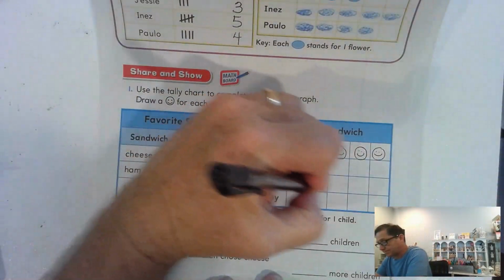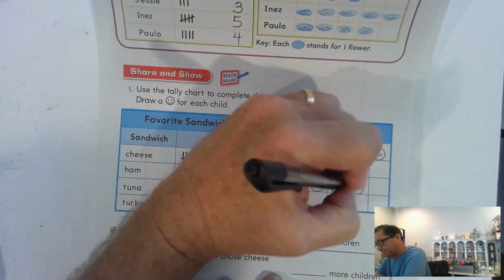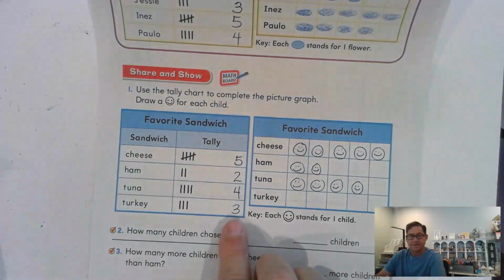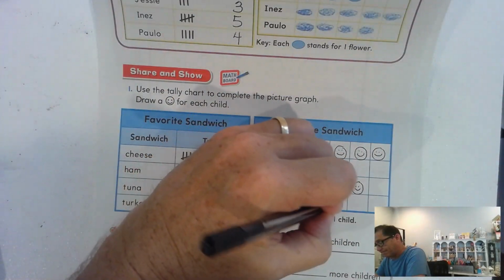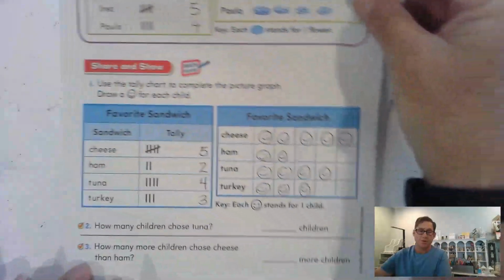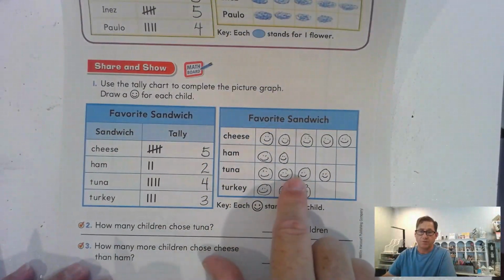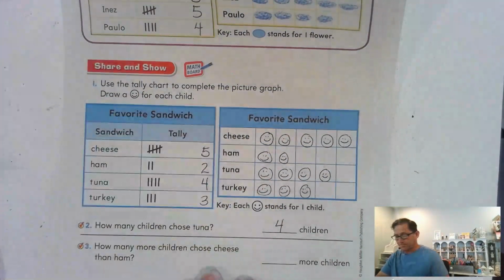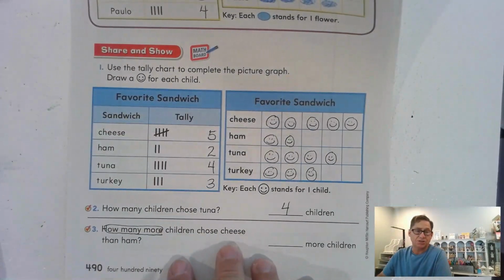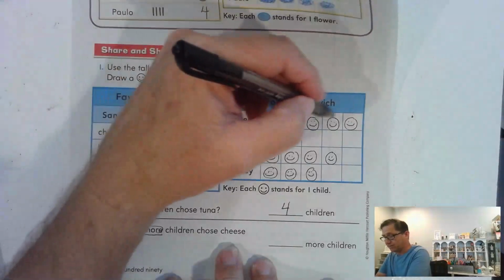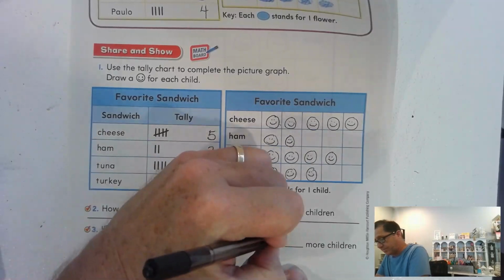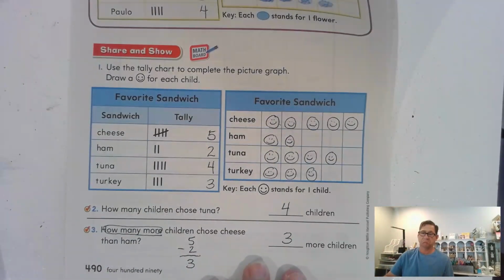Tuna was 4. And turkey was 3. All right. So how many children chose tuna? Well, 4. How many more children, that means subtract, chose cheese than ham? Cheese was 1, 2, 3, 4, 5. Ham was 2, so 5 minus 2, 3 more children. Okay.